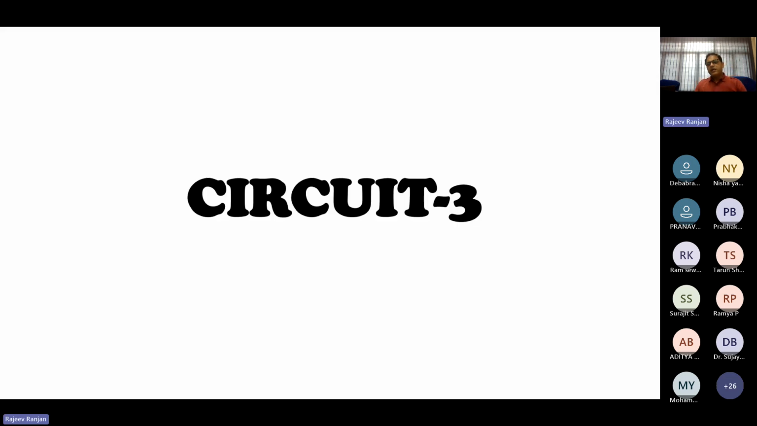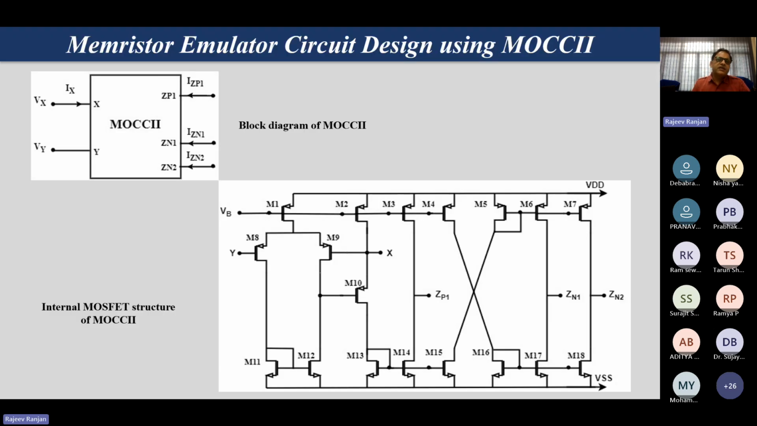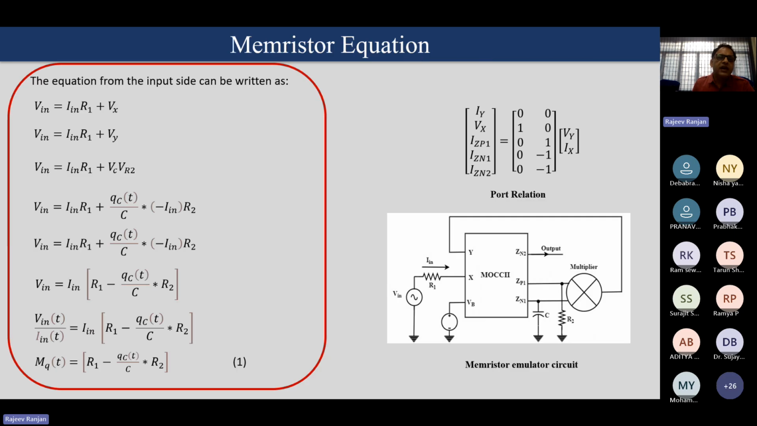Now we are moving to another circuit, the Memristor emulator circuit using MOCCII. The block diagram of MOCCII is shown here, and the internal structure is shown here. Here MO means multiple output, so it is called a multiple output current conveyor, and the other properties of the current conveyor are the same. Here we have used a multiple output current conveyor and one multiplier.